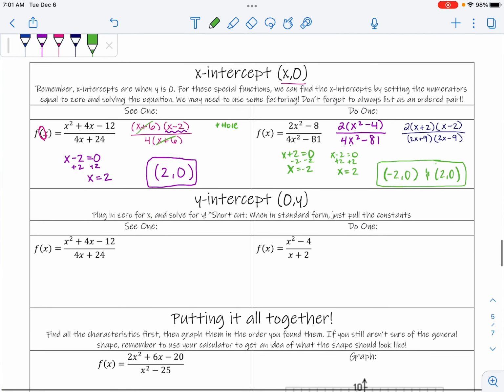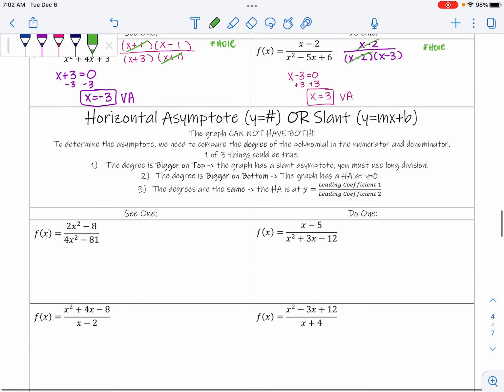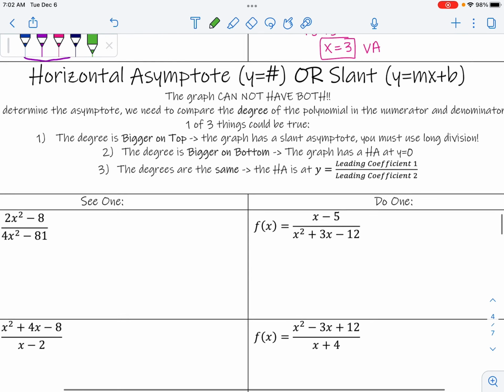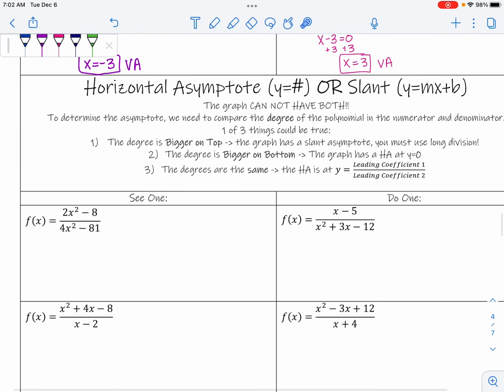So if I go down to the notes, here we go. Again, it has this written: a horizontal asymptote is y equals a number, a slant is y equals mx plus b. You cannot have both. If it's bigger on top, you have a slant. You must use long division. If it's bigger on bottom, it's just at y equals 0. And if they're the same, we pull the leading coefficients.